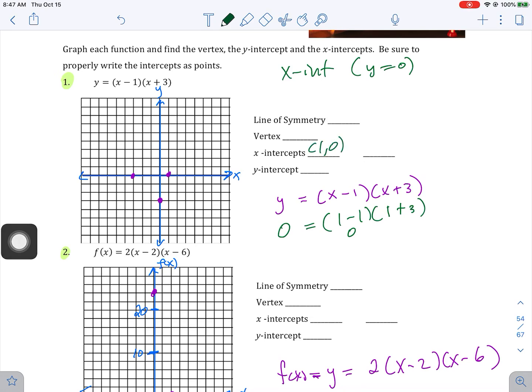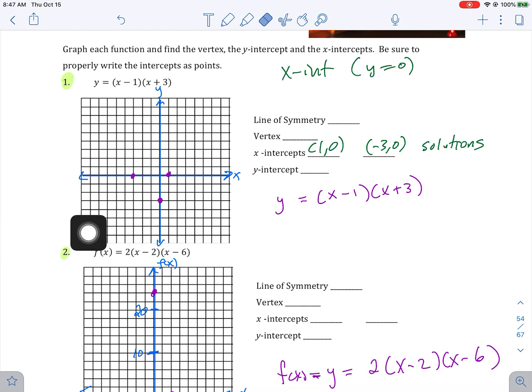Another one we can look at would be if x is negative 3, because negative 3 plus 3 is equal to 0. So in this case, that would also give you 0. So we have another x-intercept at negative 3, 0. These are also called solutions for real functions. Okay, and then the other piece of it is actually the y-intercept, and this is when x is 0.